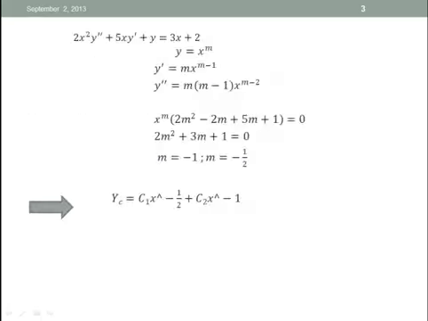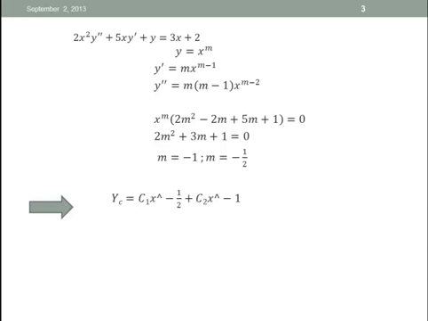Here in this problem, we will solve the general solution of the equation 2x squared y double prime plus 5x y prime plus y equals 3x plus 2. So we take y equals x raised to m. Taking the derivative, y prime equals mx raised to the m minus 1 by virtue of chain rule. So y double prime would be m, quantity of m minus 1 times x raised to m minus 2.